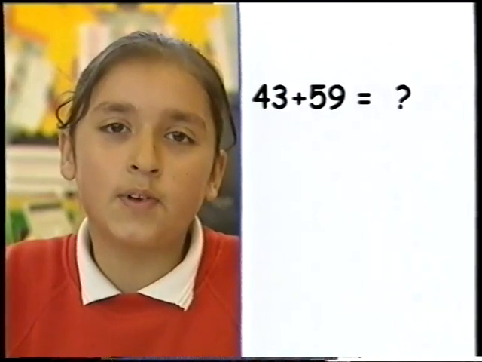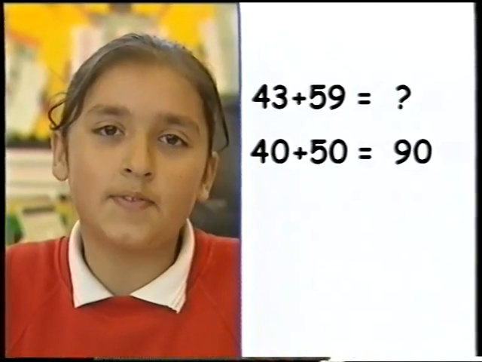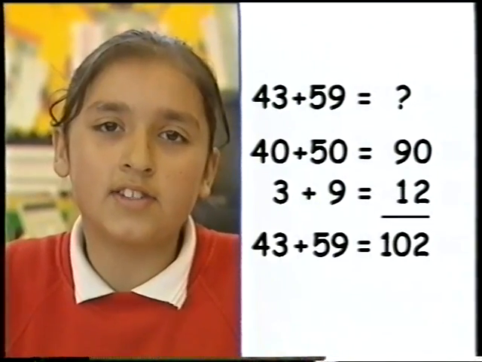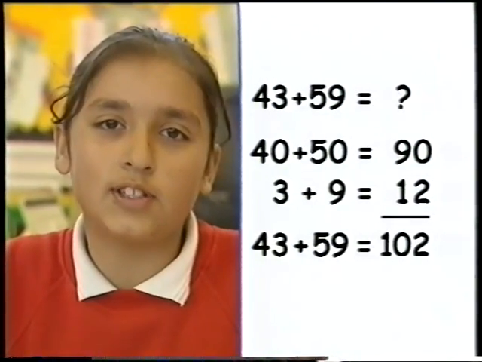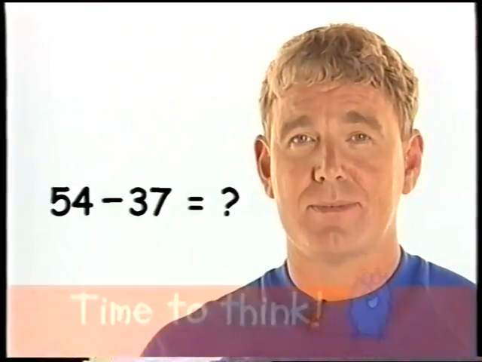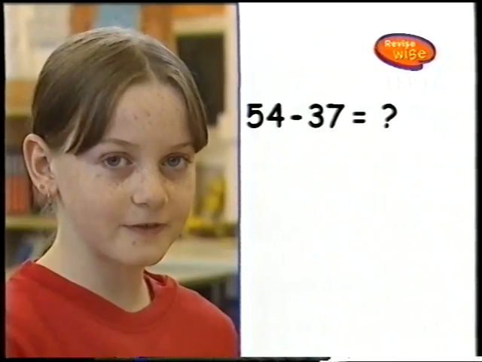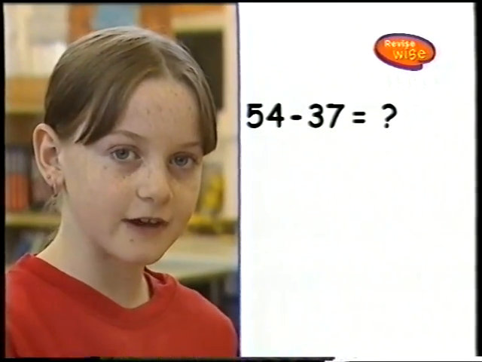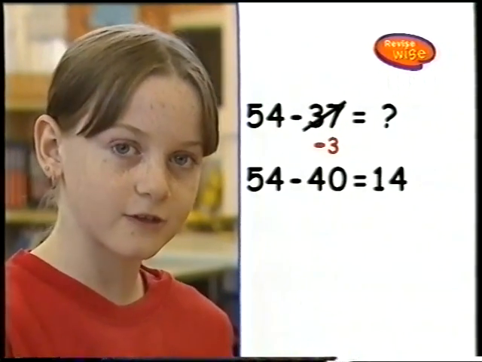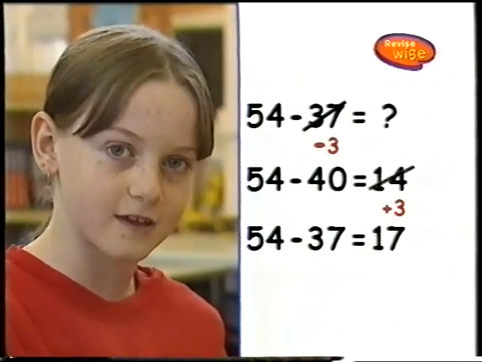To find the answer to 43 plus 59, I'd add 40 plus 50, then 3 plus 9, and then add the totals together, which will make 102. What about subtraction? Try 54 minus 37. To work out the answer for 54 subtract 37, I rounded the 37 to 40 and took it away, which was 14. Then I added on the 3, which gave the answer 17.